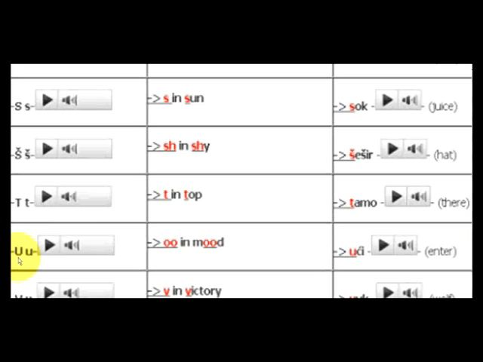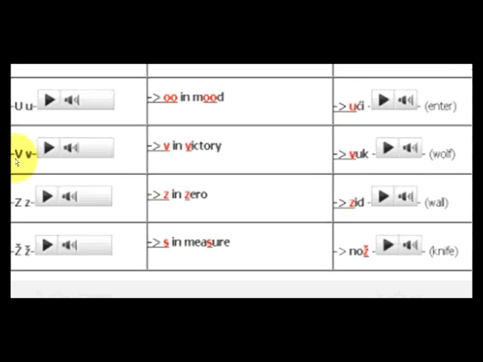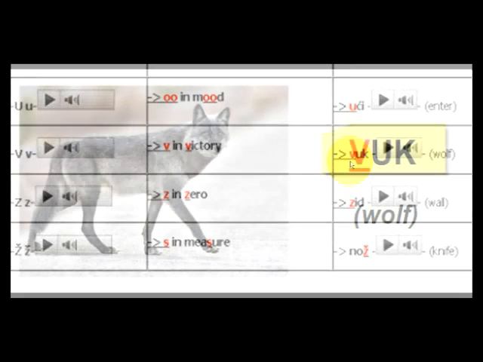U, veliko slovo U, malo slovo U. U as in mood. Uči. V, veliko slovo V, malo slovo V. V as in victory. V, vuk.